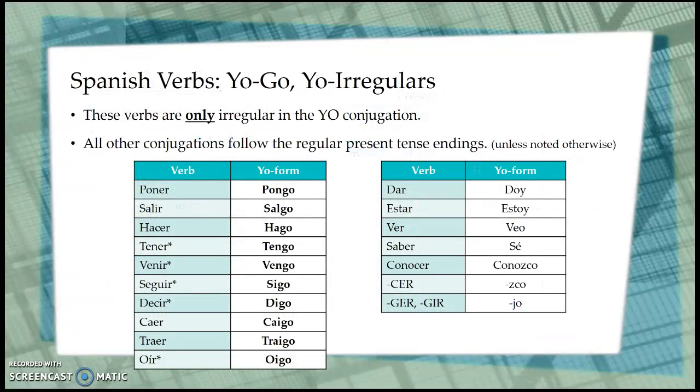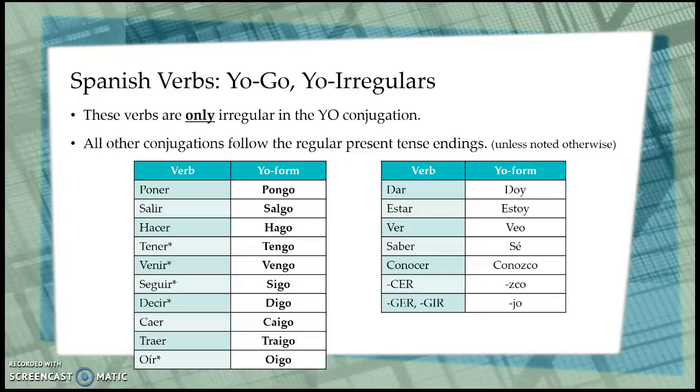Now, of course, Spanish is a little difficult with its verbs because there are plenty of irregulars. In the present tense, we have two types of irregulars that are only irregular in the yo form, and these are known as the yo-go verbs and the yo irregulars. All other conjugations, the tú form, the nosotros, the vosotros, the ellos, the él, ella, all of those forms are totally normal for these verbs unless otherwise noted. These are only irregular in the yo form, so we only have the yo forms listed here.